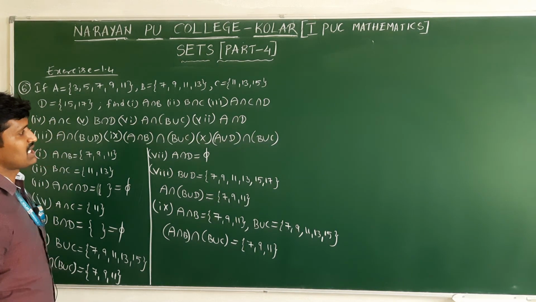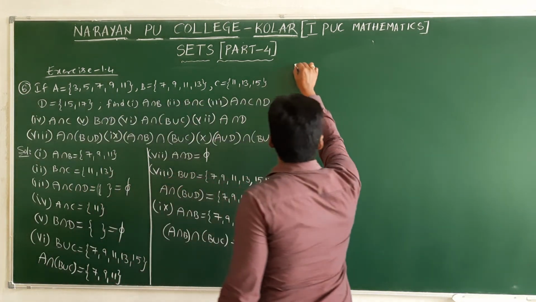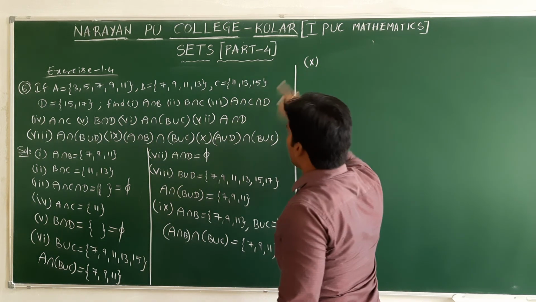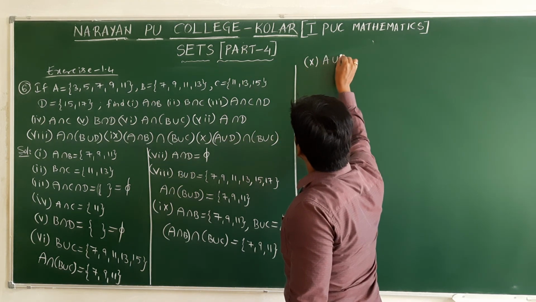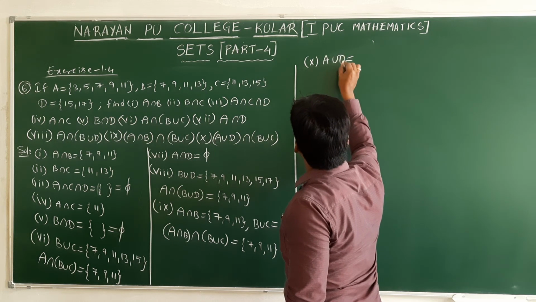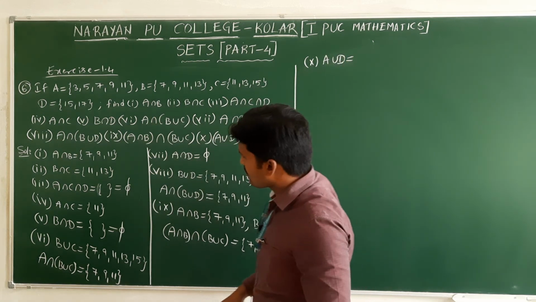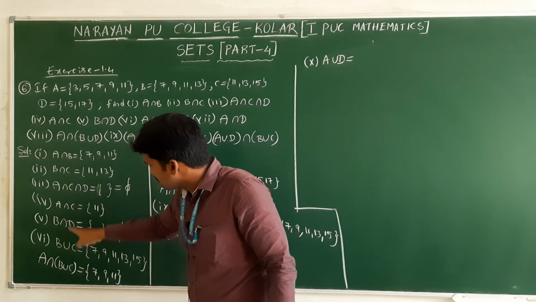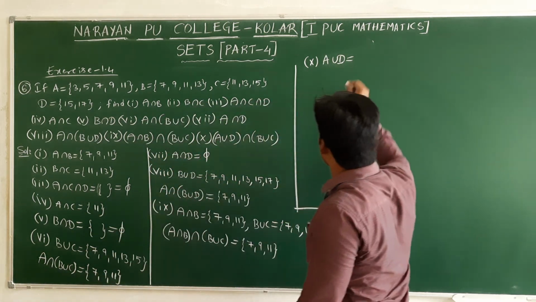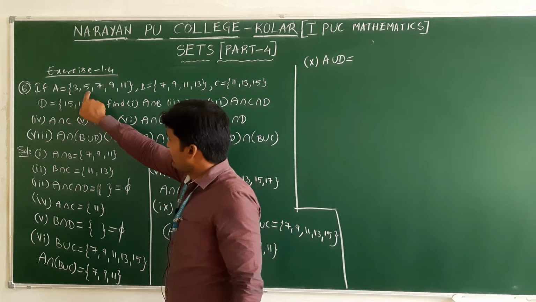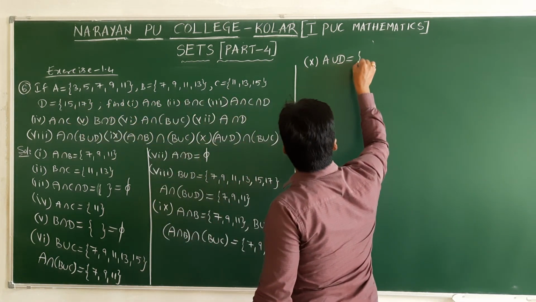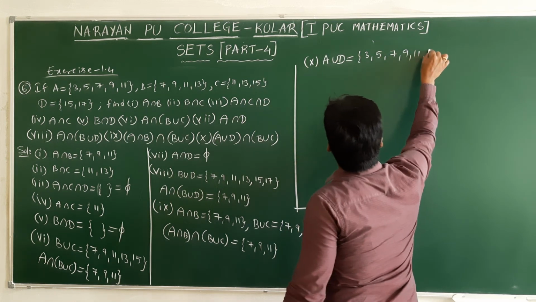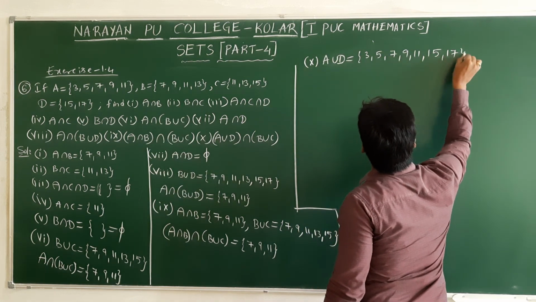Last, the 10th question. What is the 10th question asking? A union D. Anyone got it here? No. Find it separately, no problem. Combine A and D. What do you get? 3, 5, 7, 9, 11, 15, 17.